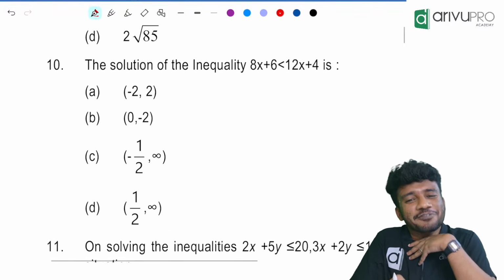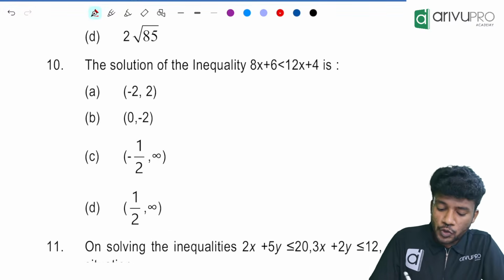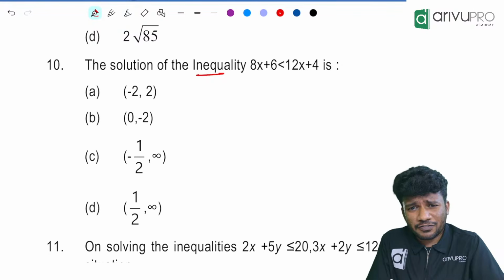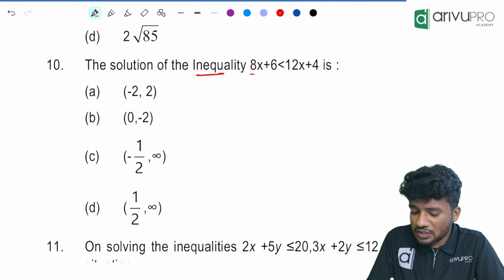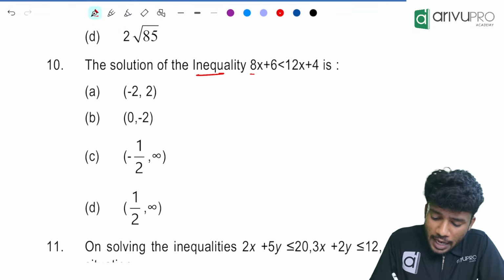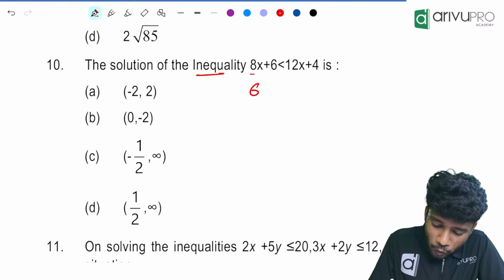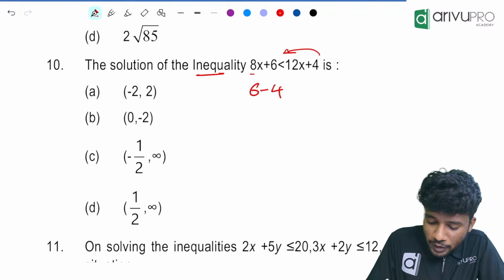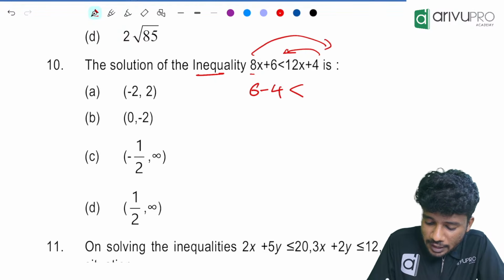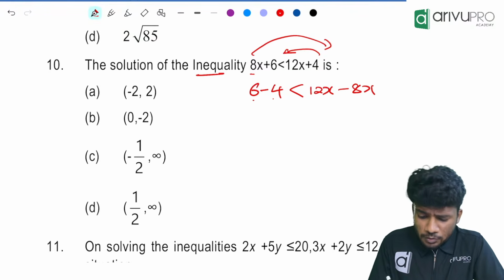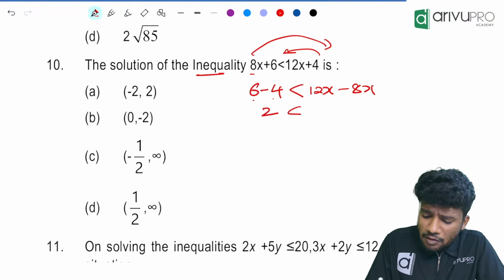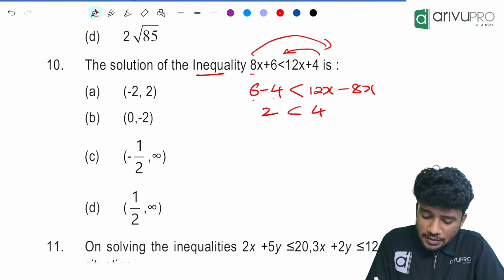Yes. Now we are going for linear inequality. The solution of the inequality we need to find, that means we need to solve for x basically. Now, 8x plus 6 is less than 12x plus 4. I will write 4 to the other side, that means 6 minus 4, and I take 8x to the other side, that means 12x minus 8x. 6 minus 4 is 2, less than 12x minus 8x, which is 4x.